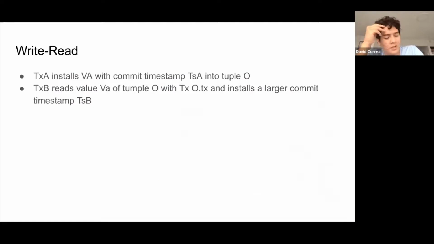For write-read, well, the presentation skipped the diagrams for this, and also skipped the following ones in general, but let's go through them just to make sense of them. Transaction A installs the new value A with a commit timestamp TSA into tuple O, and transaction B then reads the value A of tuple O with the timestamp OTS, and then installs a larger commit timestamp B.